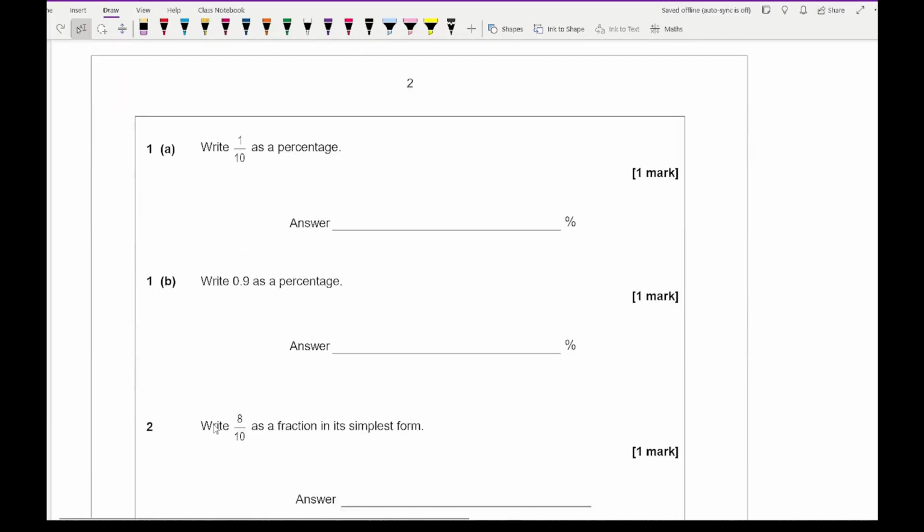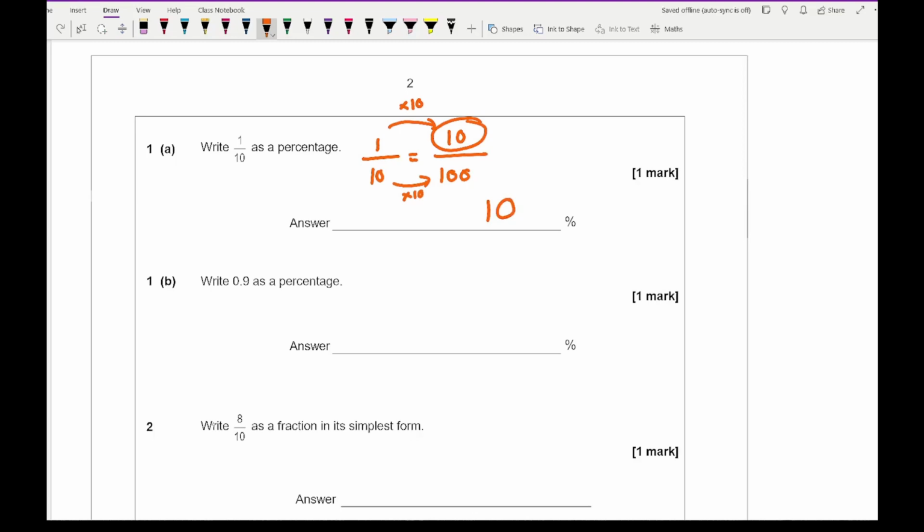So looking at question 1, it says write 1/10 as a percentage. Now when you're converting fractions to percentages, particularly on the foundation paper, what you want to try and do is find an equivalent fraction where the denominator is 100. So here we need to multiply by 10. So I do the same to the numerator, so times that by 10, and 1 times 10 is 10. And then once it's over 100, your answer will just be the numerator, so it's just going to be 10%.